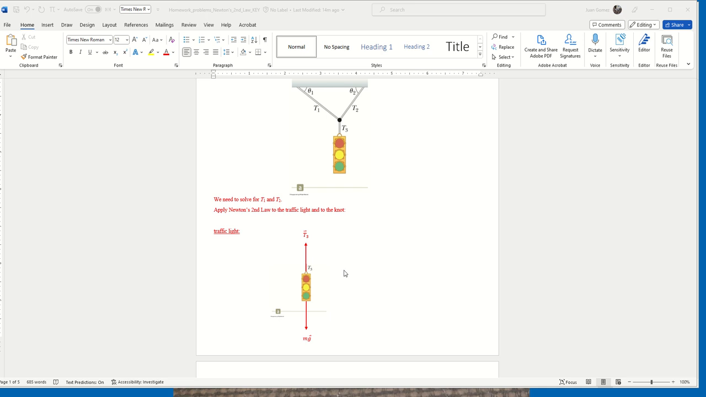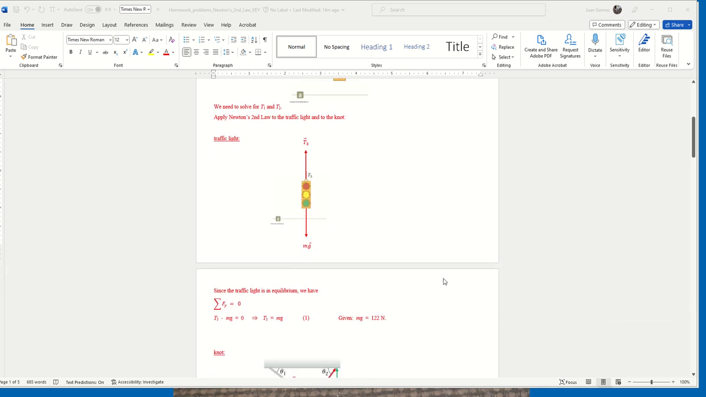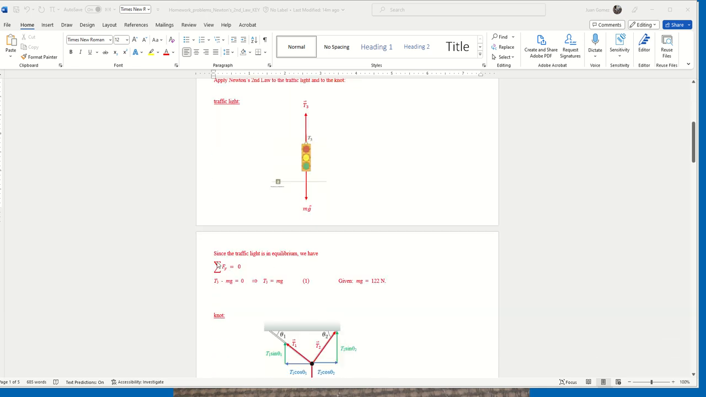Okay, so now these are the two forces acting on the traffic light. T3 is in the positive y direction, mg is in the negative. Now remember, the traffic light is in equilibrium, meaning that these two forces have to be equal. The long way to write it is, again, we're just dealing with the traffic light. Because it's in equilibrium, the sum of the forces in the y direction, there are only two, must equal 0. Well, T3 is positive, mg is negative, obviously, just look at the figure. So T3 minus mg equals 0, i.e. T3 equals mg. And we know that mg is 122 newtons, so T3 is 122 newtons.